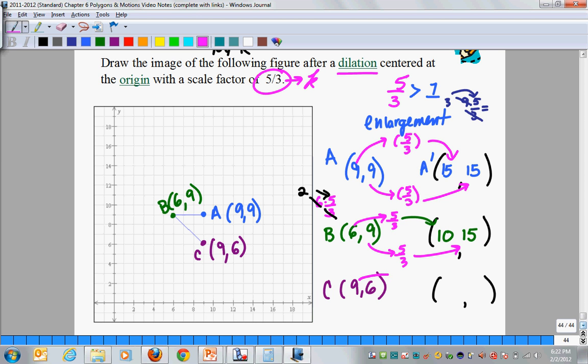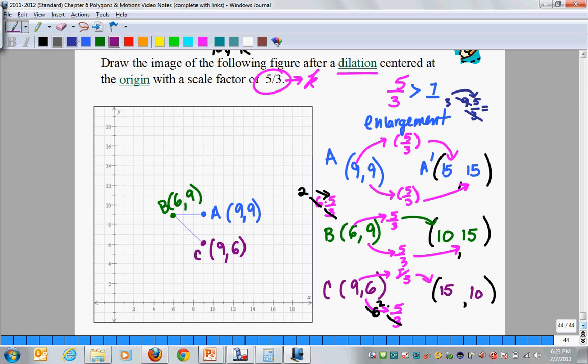And for this, we're doing 9 times 5/3. We already did that. Again, it gave us 15. And then we're doing 6 times 5/3. 3 goes into 6 twice, times 5. And of course, we're going to get 10 again. Now let's plot these points and see what we have.